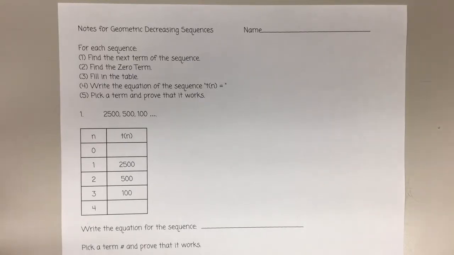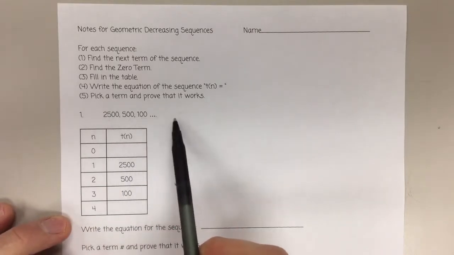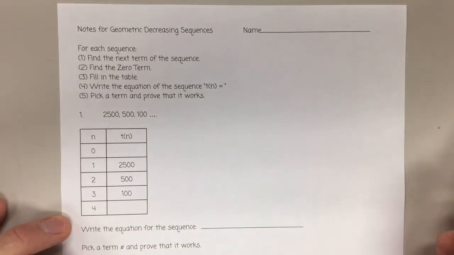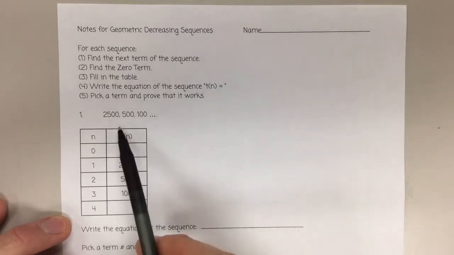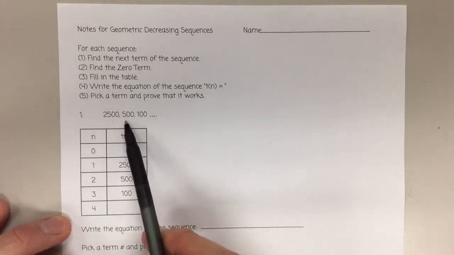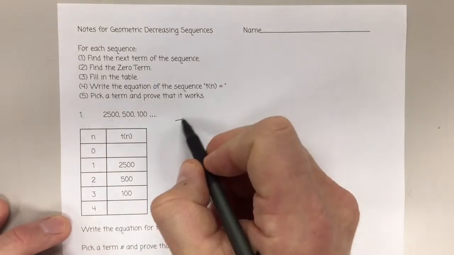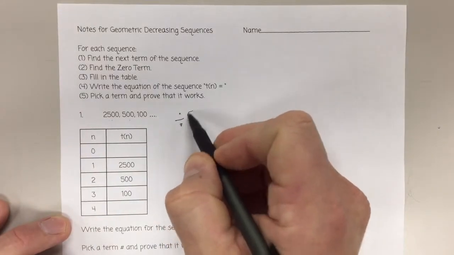These are the notes for geometric decreasing sequences. These are sequences that decrease as we go, and it's decreased by division. So looking at this sequence, to go from 2500 to 500, that's dividing by 5. And to go from 500 to 100, that's dividing by 5. So the multiplier is dividing by 5.